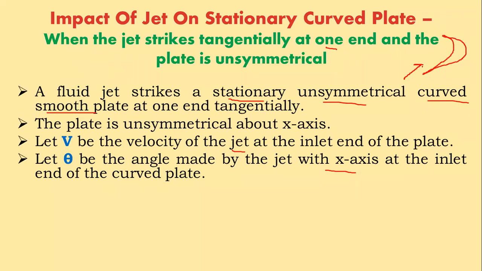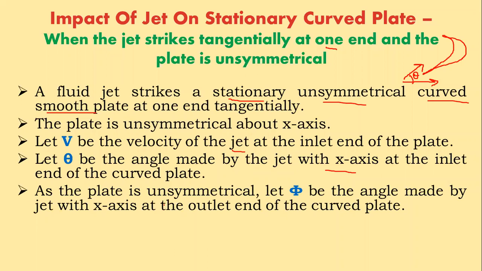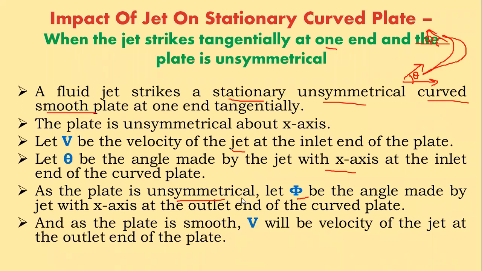So the angle made by the jet with the x-axis at the inlet, let us assume it is theta. As the plate is unsymmetrical, let phi be the angle made by the jet with the x-axis at the outlet end of the curved plate. So as the plate is unsymmetrical, the angle made by the jet with the x-axis will not be theta, we'll assume it is phi. And as the plate is smooth, v will be the velocity of the jet at the outlet end of the plate also.